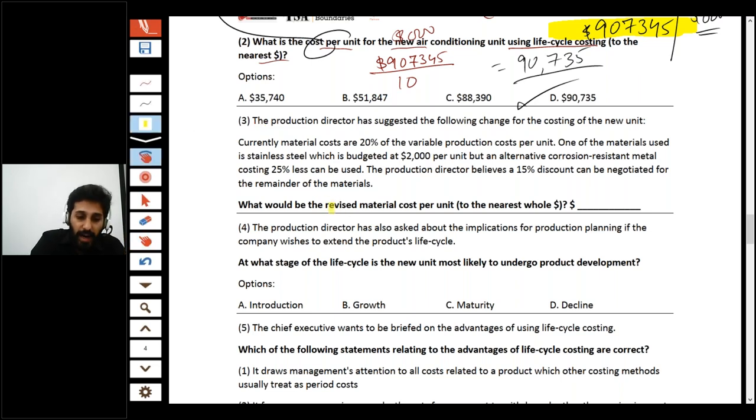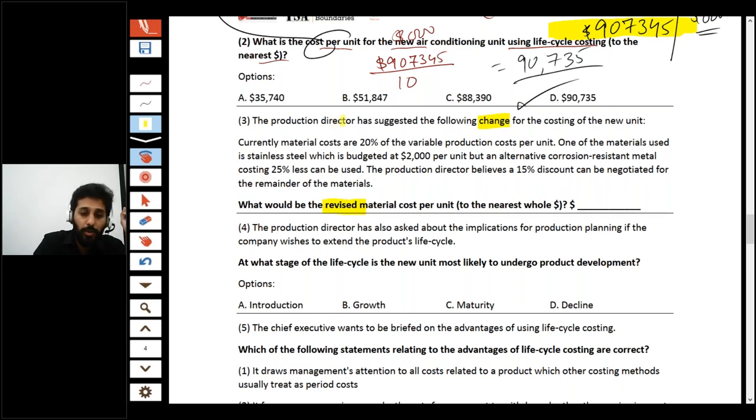What would be the revised material cost? They are bringing some change in the costing, and so definitely when there is a change, the cost would be revised.